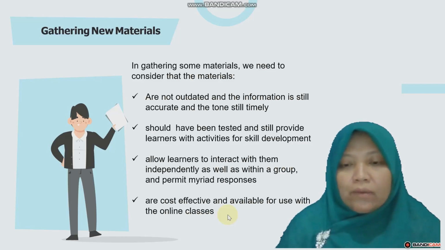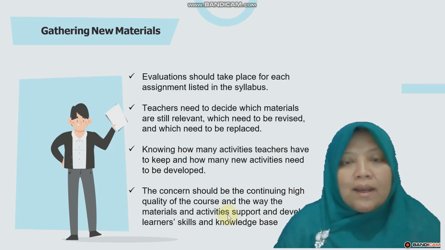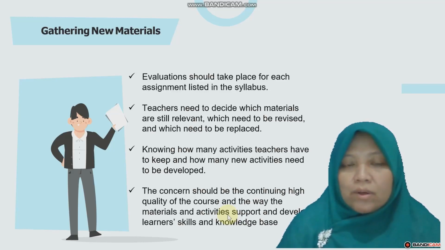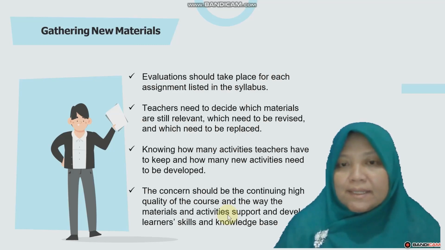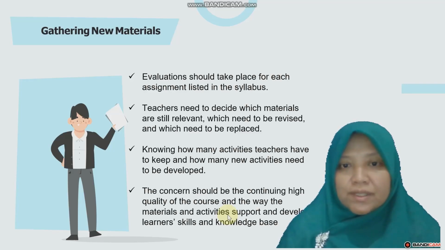One thing which is also important is that when we gather new materials, we need to consider the cost. They should be cost effective and available for use in our online classes. And when we have evaluations in our online learning, the evaluation should take place for each assignment listed in the syllabus. If, for example, we have 4 assignments, then there would be 4 evaluations we deliver to the students.